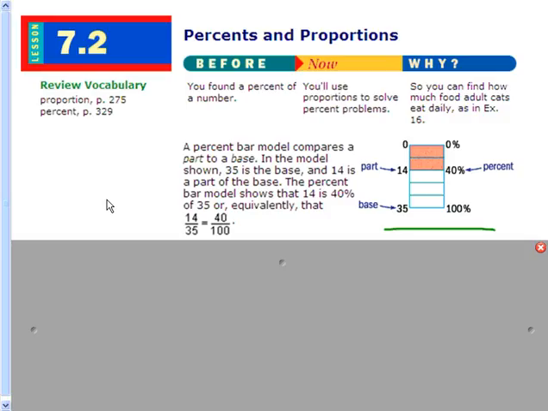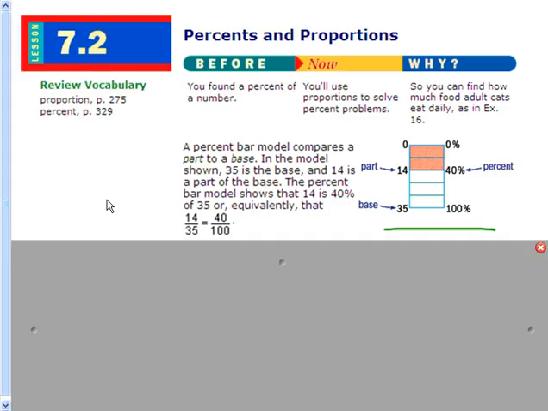We are in lesson 7.2, entitled Percents and Proportions. We're going to begin here with the reading portion. A percent bar model compares a part to a base. In the model shown, 35 is the base and 14 is a part of the base.